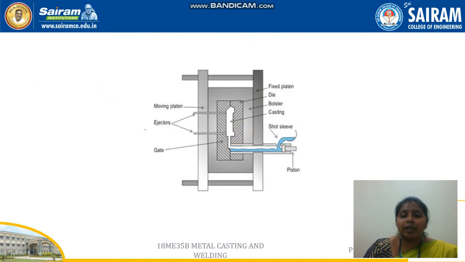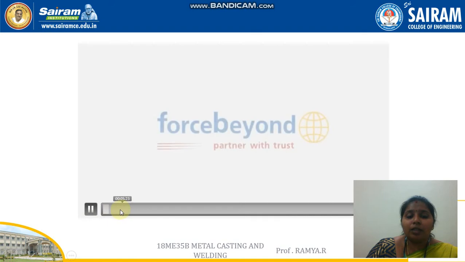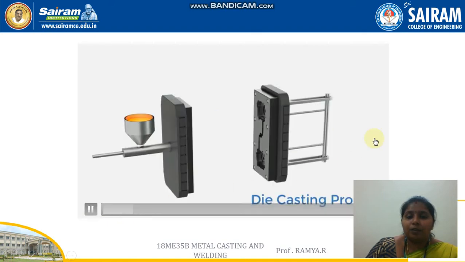So this is the general arrangement of a high pressure die casting. You can see the two platens, one will be the fixed platen and the other one will be the movable platen. There are also two ejector pins attached with it, and here is a gating system through which the molten metal is injected into the chamber with the help of a high pressure and high speed. So this is how the high pressure die casting is done.